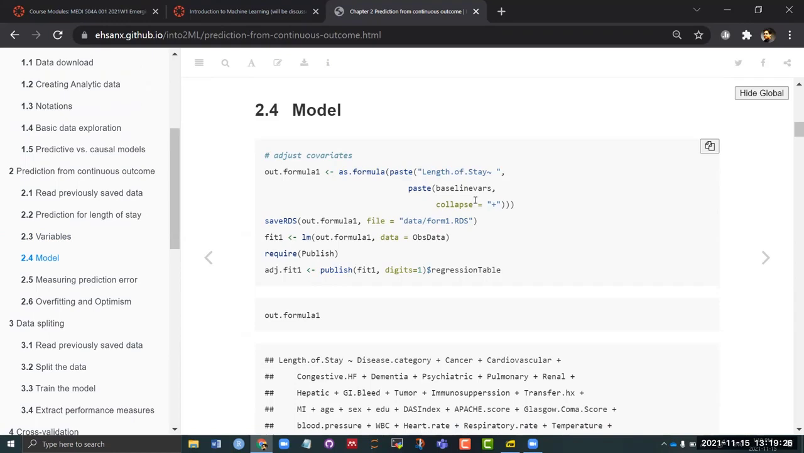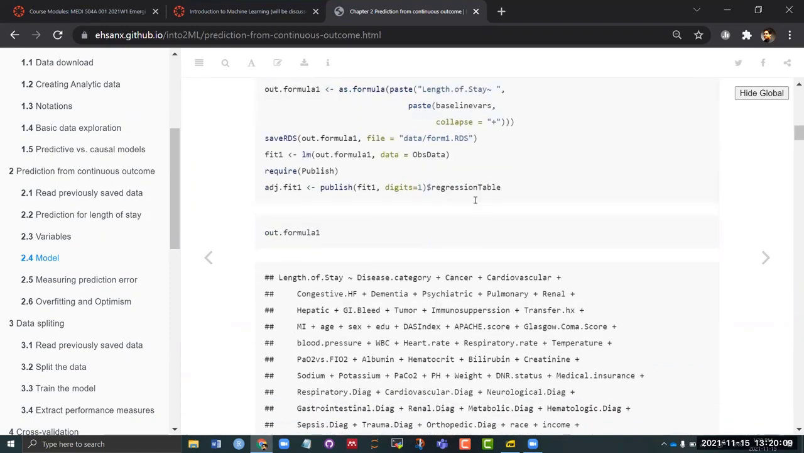And then I'm going to use the lm function. Whenever you have the outcome being continuous, Gaussian regression or linear model, whatever you call it, you are just going to use the linear model, and you are going to use the ops data, which is our analytic data, to create our linear model. And then you can use the Publish package. You can obviously get a summary of the fit from base R, that's not a problem, but you can use the Publish package to get a nice summary of the fit that you have.